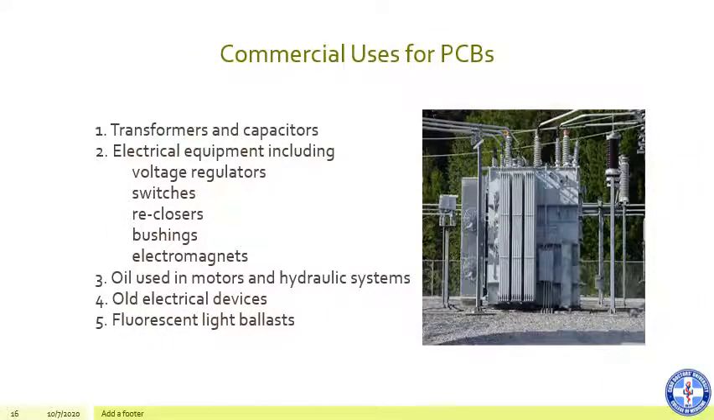Although no longer commercially produced in the United States, PCBs may be present in products and materials produced before the 1979 PCB ban. And still, we have the commercial uses of PCBs, like we can see them in transformers and capacitors, electrical equipment, including voltage regulators, switches, reclosers, bushings, and electromagnets. They are also present in oil used in motors and hydraulic systems, old electrical devices, and fluorescent light ballasts.